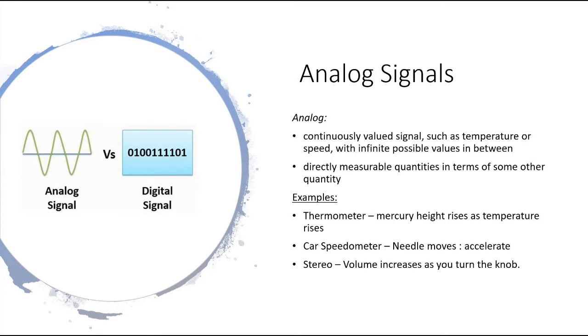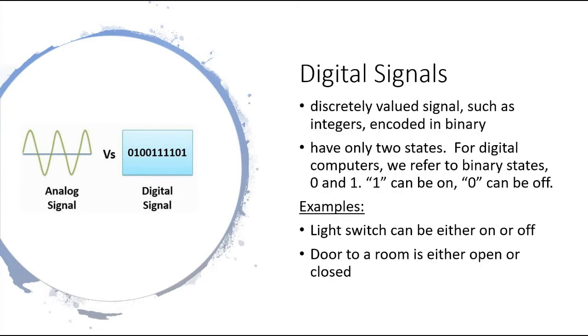And then for speed in car speedometer, so the needle moves, okay, to show the acceleration. Okay, and then for the stereo, the volume increases as you turn the knob. That is the analog signal. It means that they have a range of values.